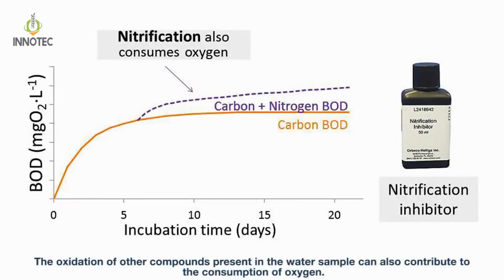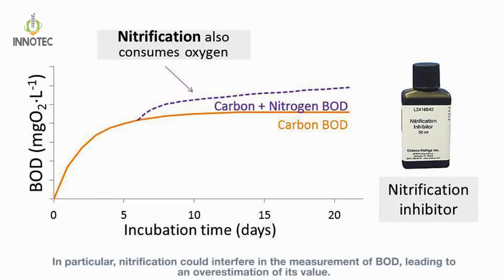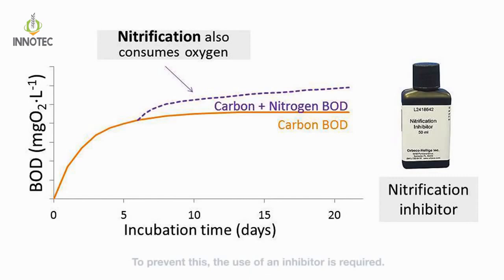The oxidation of other compounds present in the water sample can also contribute to the consumption of oxygen. In particular, nitrification could interfere in the measurement of BOD, leading to an overestimation of its value. To prevent this, the use of an inhibitor is required.